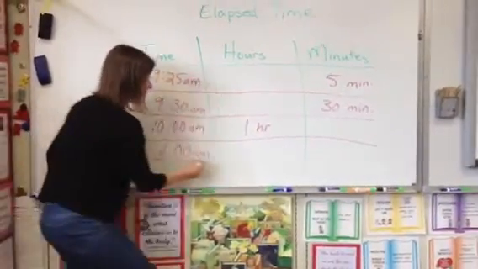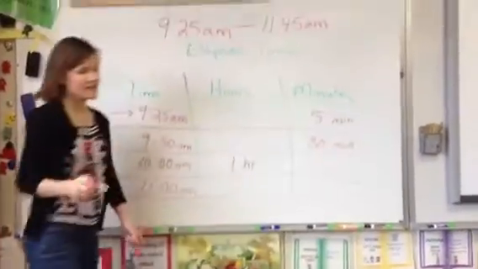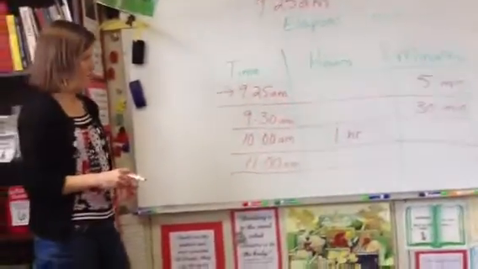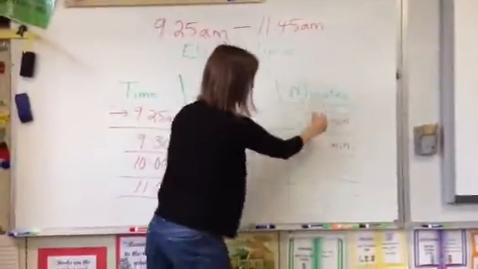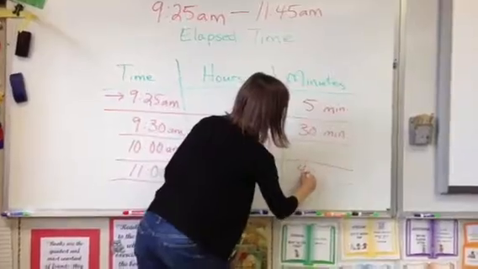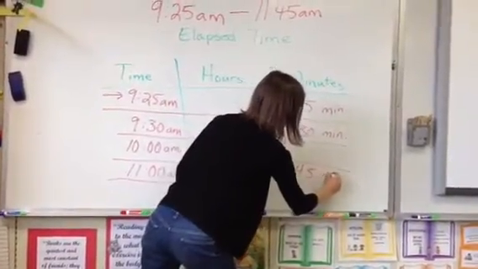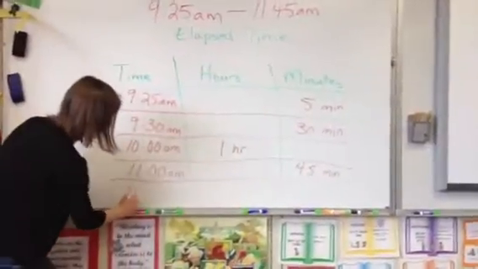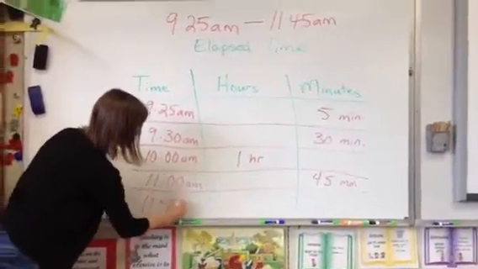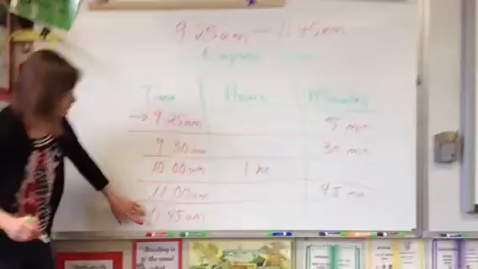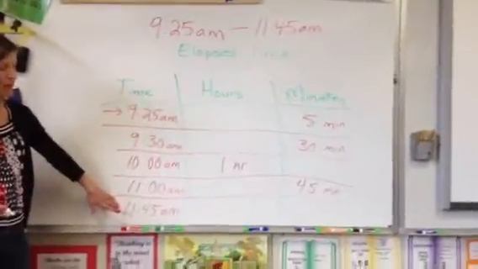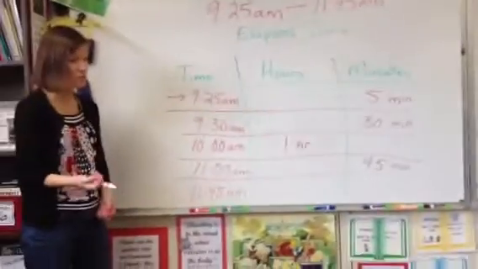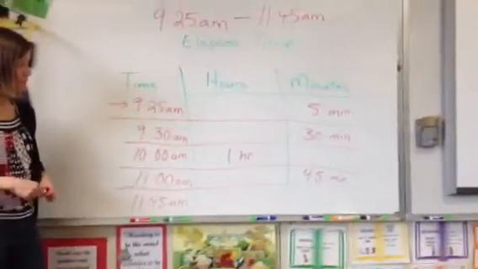And I'm still not at my target end time. What do I need to add on to get to my target end time? 45 minutes. 45 minutes. And again, I'm trying to keep my columns lined up here to make things easier in the end. Now I'm finally at where I wanted to get to, 11:45 a.m. But am I done yet, Daniel? No. No, what should I do now? You have to add the minutes.